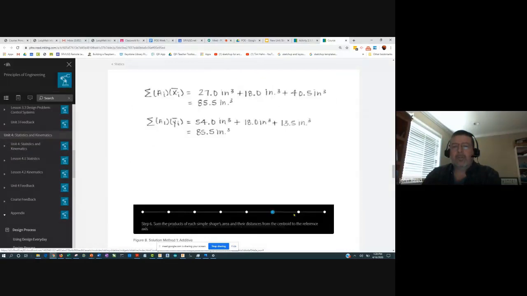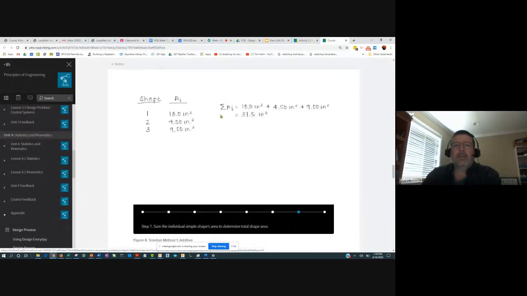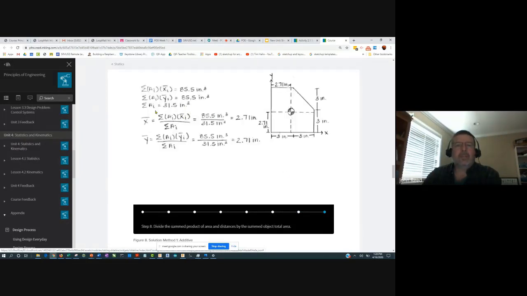And then we sum up all the areas here. So 18 inches squared plus 4.5 inches squared plus 9 inches squared gives us that value. And then we stuff it into the equation, which is right here, and we get that it is at 2.71 inches in from this lower left vertex. And you can see it is on the axis of symmetry. It's kind of a diagonal, which makes sense. Any questions or comments on that?